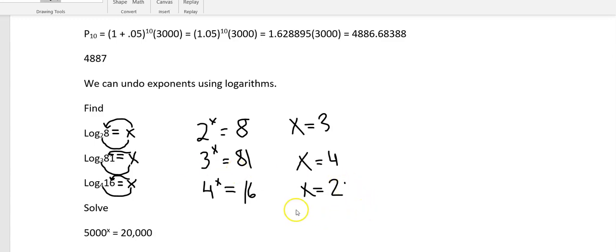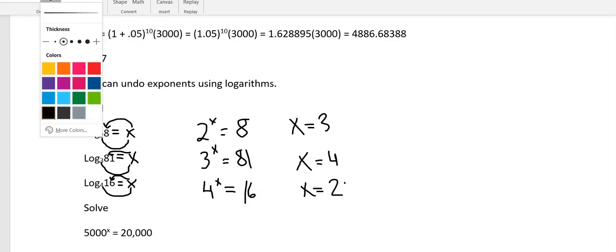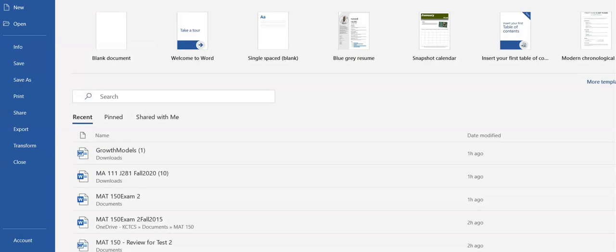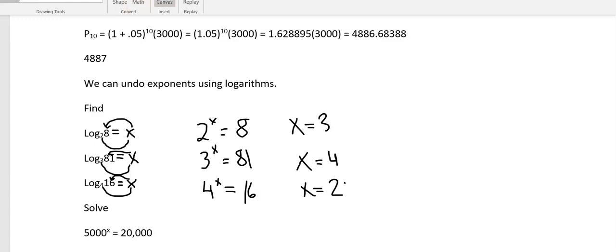But there are things we can't do without a calculator. For example, let me get out of the draw feature here. Well, it's not letting me escape. Maybe it will now. Let's see. Still won't. So sometimes logs don't have perfect answers, like this one here.